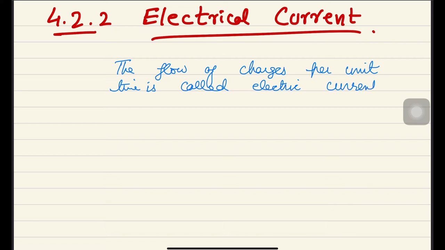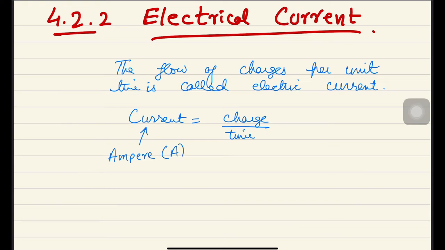How fast the charges are flowing through any object in 1 second defines the electric current. For example, I'll just write down the formula for you. So electric current is equal to the charge divided by the time, and the unit of the electric current is ampere. We represent it with capital A.